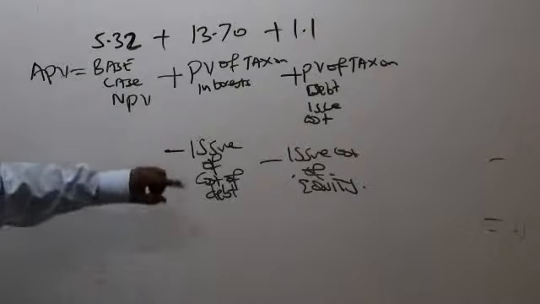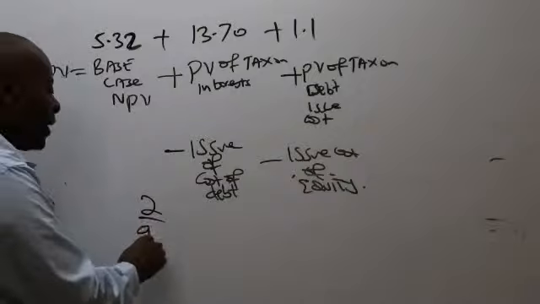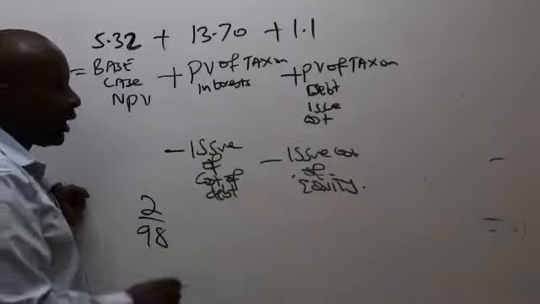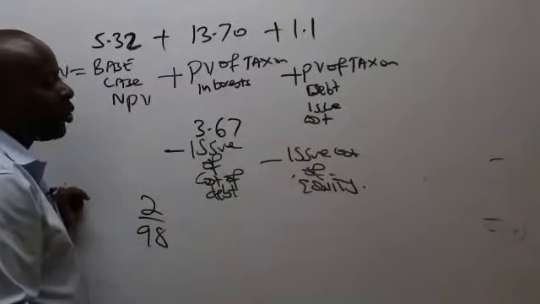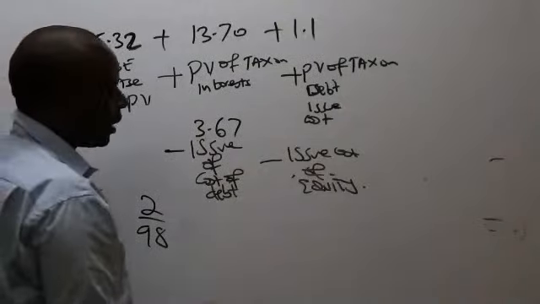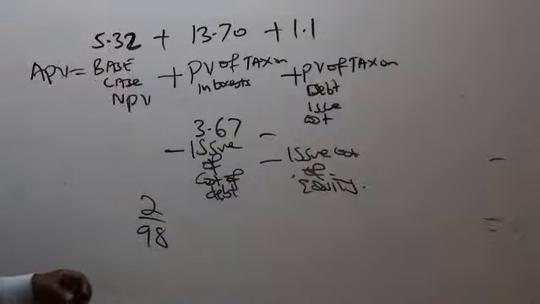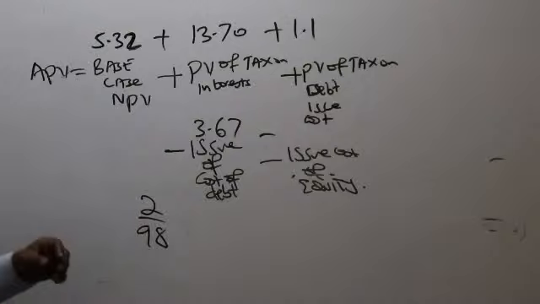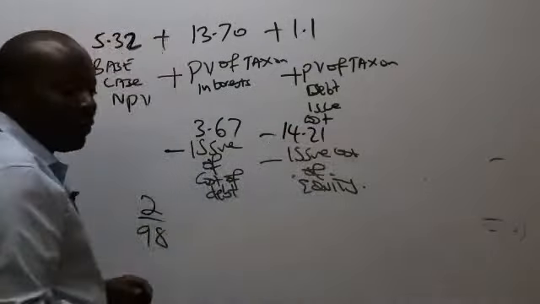How about the issue cost of debt, the one that Motier did like this, 2/98? It was 3.67. And then we have issue cost of equity itself, 14.21. Thank you very much.